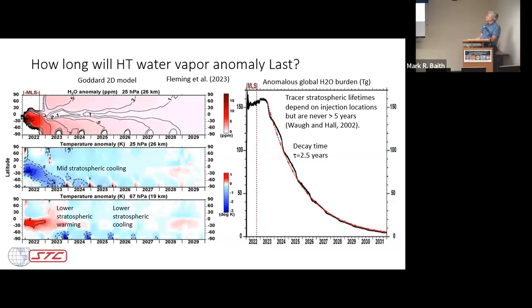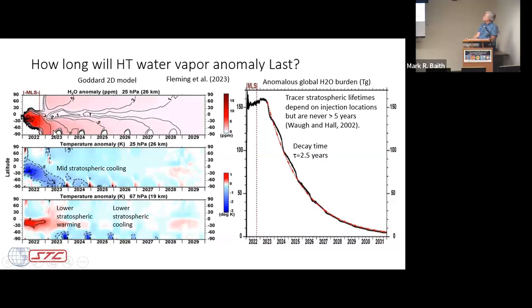Okay. So how long will the water vapor anomaly last? This is again from the 2D model, which does a pretty good job of lifetimes. You can check it using, say, SF6. Juan Hall published a really nice paper summarizing how we know about how long stuff lives in the stratosphere. It never lives longer than 5 years at the most. So here's the water vapor anomaly. This is a function of latitude and time at, I think, 25 kilometers or 26 kilometers. And you can see it initially, we're sort of in here somewhere.